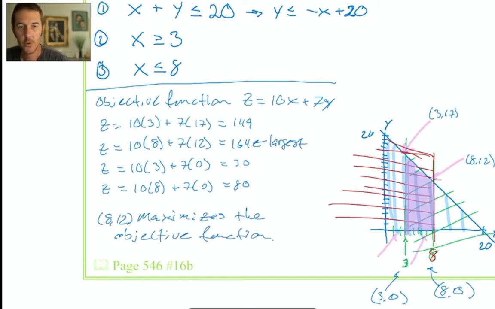So how many hours does the student want to work in order to maximize their weekly income? They want to spend 8 hours working as a tutor and 12 hours per week working as a TA. And as a result, they're maximizing the total number of hours that they're able to work per week.